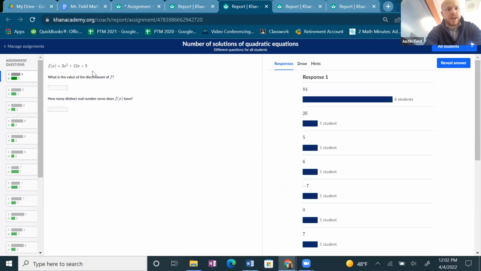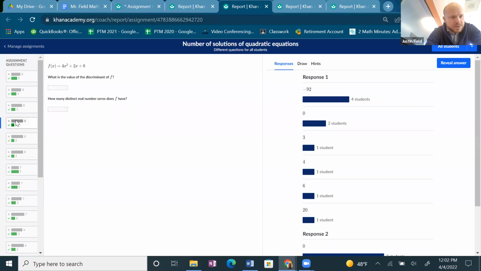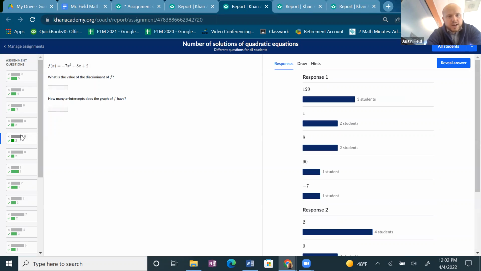Okay, so now let's find the one that was missed by the most people. So we got 5 people got this right. What about this one? So all look very similar. Okay, so I don't know why people are missing this one, but hey, let's do it. The value of the discriminant.